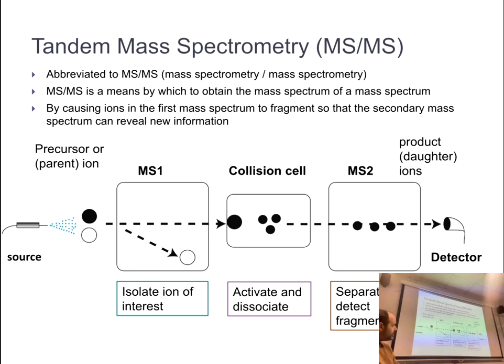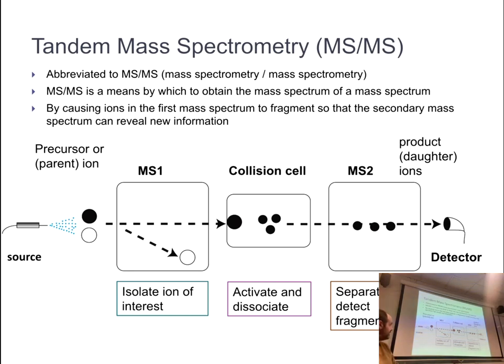You can put it in a collision cell, and we'll talk about how we do this. So you can activate and dissociate it. And then the fragments, the bits of this, you then use your second mass analyzer to separate and detect. Now, how we refer to these is precursor. So this is the precursor ion, the full ion. And then we talk about the product ions, precursor and product.